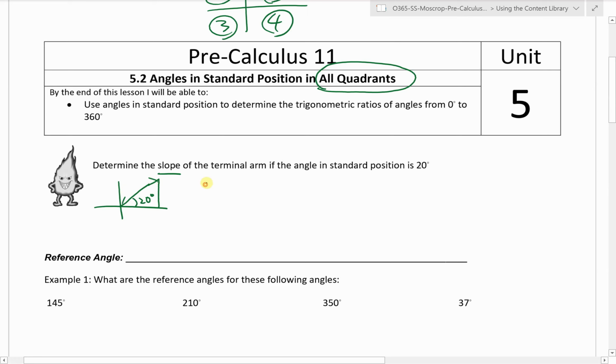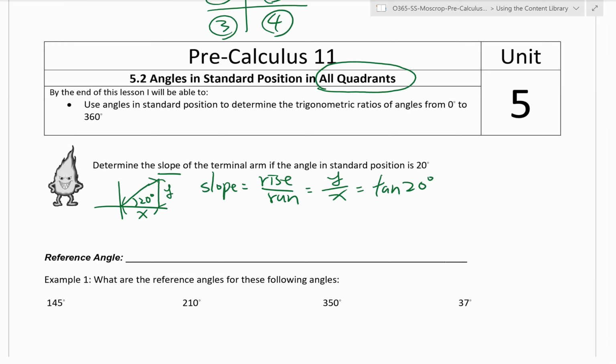Now recall, slope is equal to rise over run. So you can see in this case, rise is simply the height of this triangle, and run is simply the x value of this triangle, the adjacent side. So it's just y over x. Now, y over x is the same thing as tangent of the angle. So actually, the slope for this terminal arm is simply tangent 20 degrees. And that's it. You could put that into a calculator and see what you get. Tangent 20 is 0.36. So that is the slope of this terminal arm.